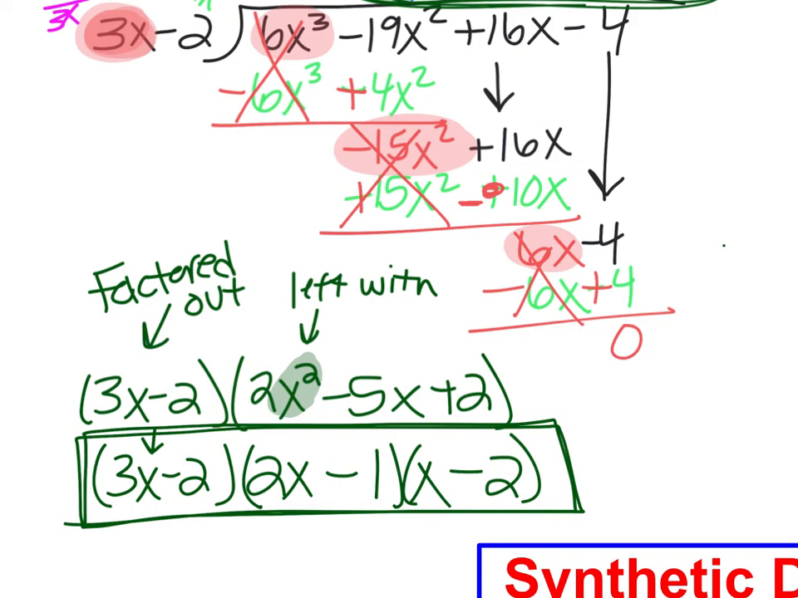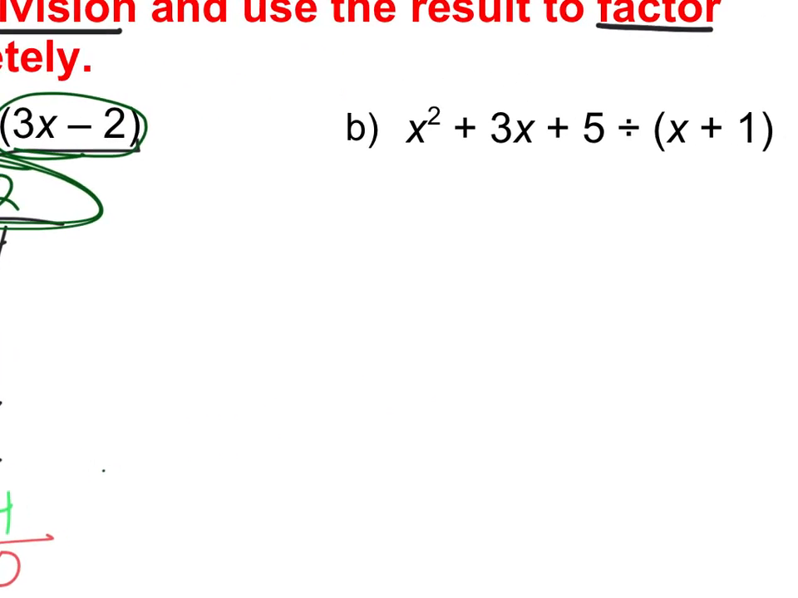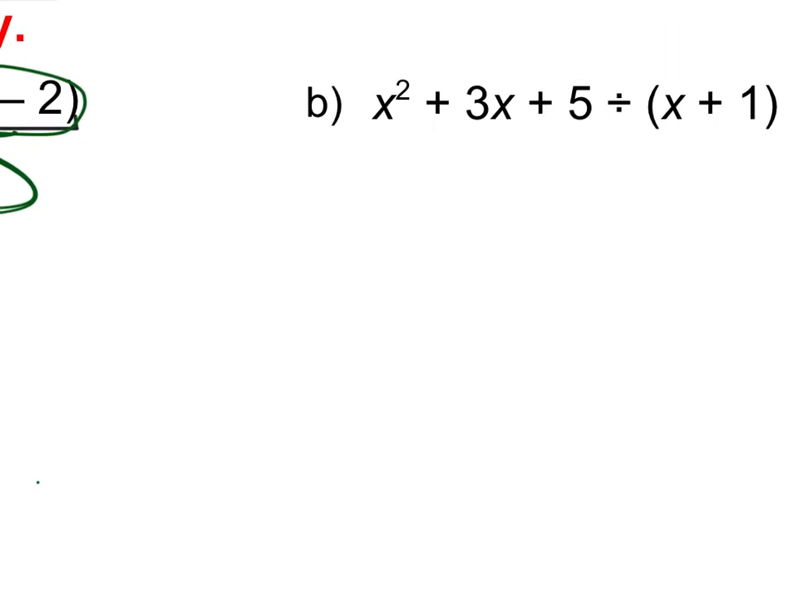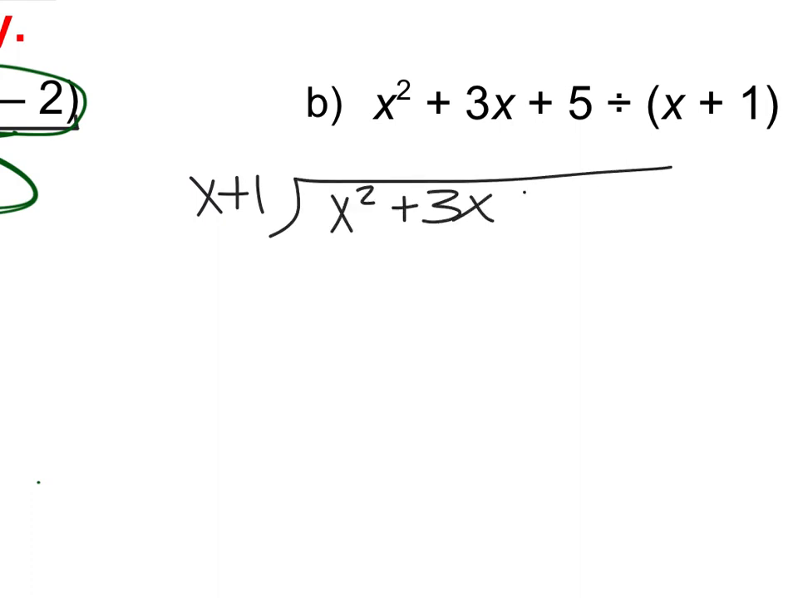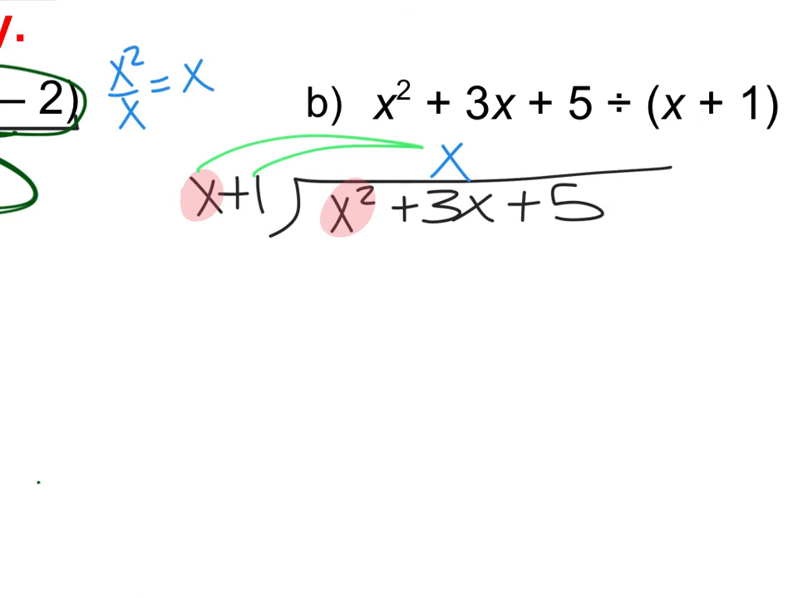All right, let's do one more. Same idea. We'll divide and then we'll write the factors out. So here we are dividing x squared plus 3x plus 5 by x plus 1. So again, first divided by first, x squared divided by x. The first part of our answer will be just an x. Multiply that back, which gives us x squared plus 1x.